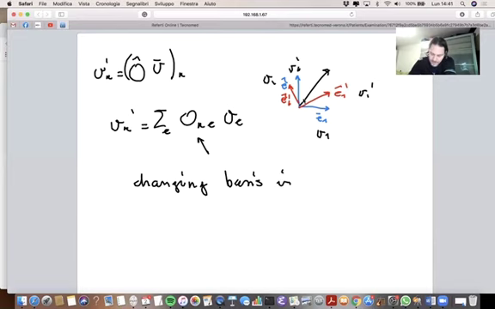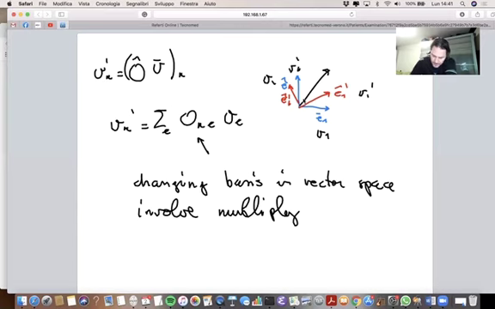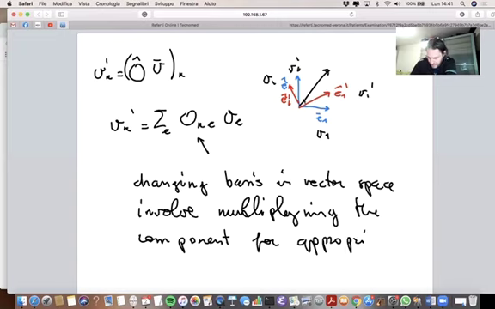So the basics are: changing the basis in vector space involves multiplying the components by appropriate matrices, right?